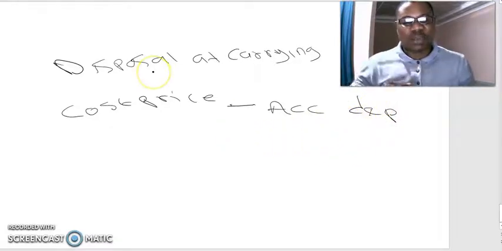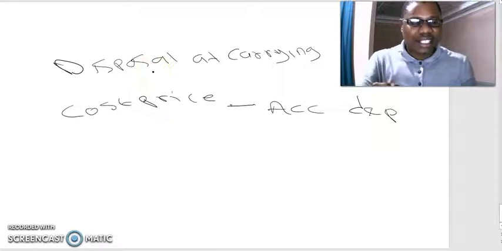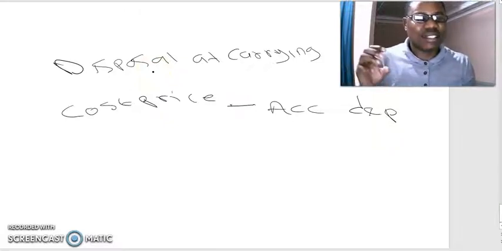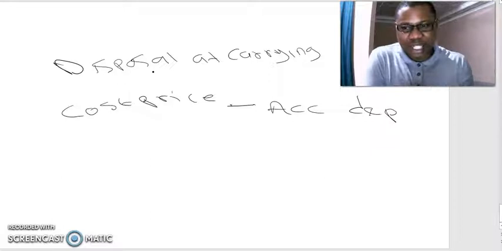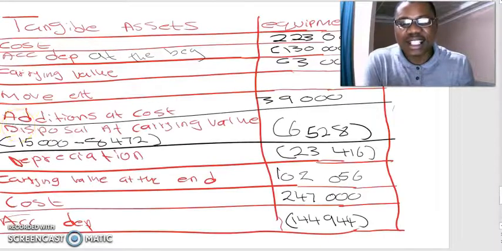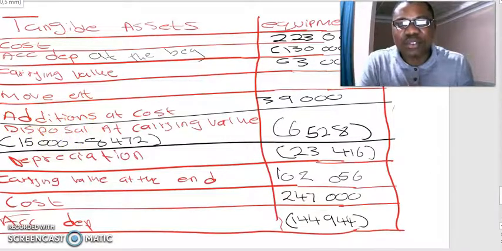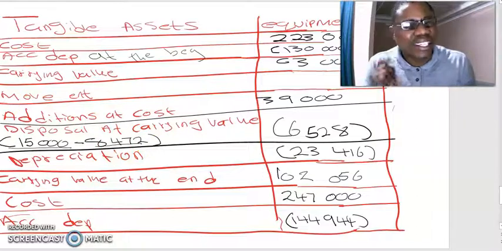That is the disposal. We want to see that when we are selling this asset, we are selling this asset having this value. Are we together, guys? So we know that the asset that we are selling has a cost price of 15,000, right? So we're going to say 15,000 minus 8,472. Where did we get this?